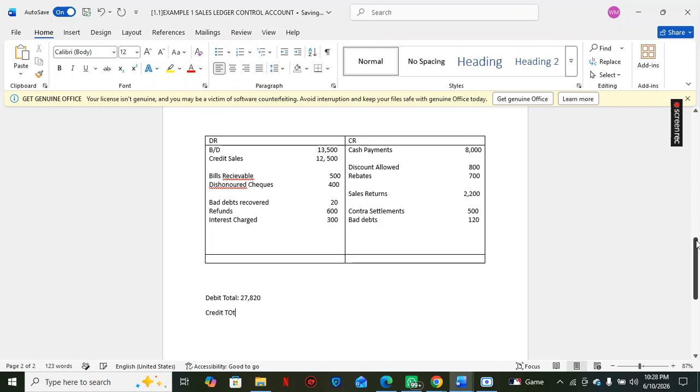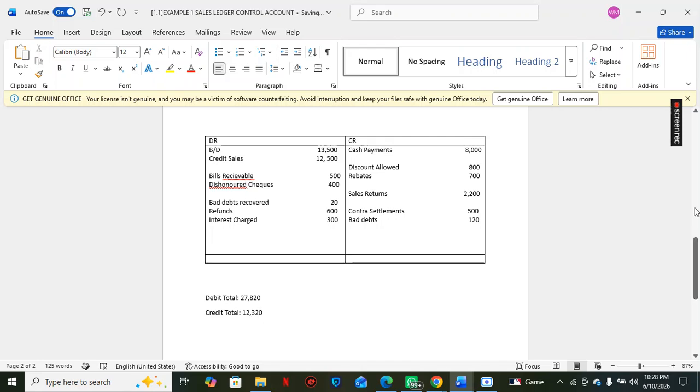On the credit side, has anyone got the credit total? 8,000 plus 800 plus 700 plus 2,200 plus 500. 12,320.